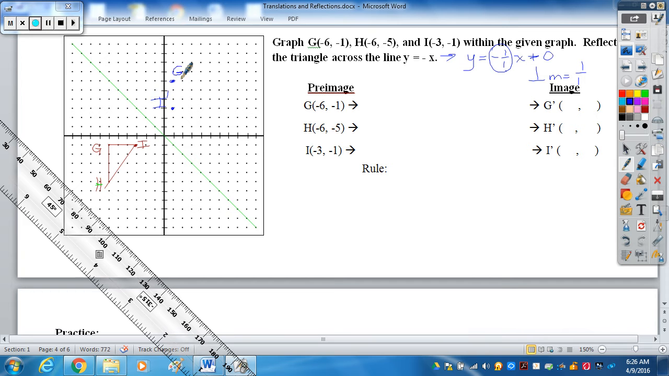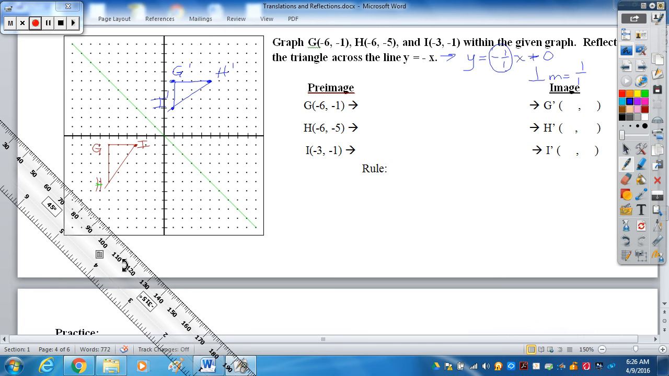There's G prime. And then H, 1, 2, 3, 4, 5, 6, 7, 8, 9, 10, 11. 1, 2, 3, 4, 5, 6, 7, 8, 9, 10, 11. Okay, and then there's H prime. Okay. Now, I've been telling you guys all along that this is a form of rigid motion.